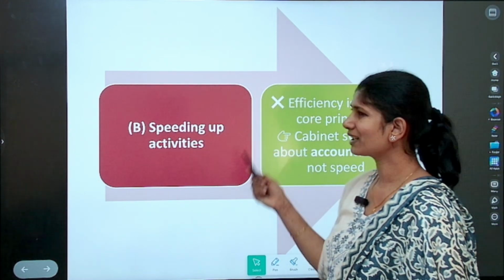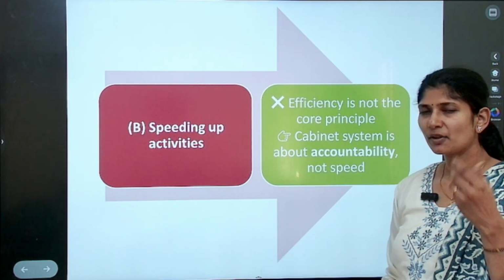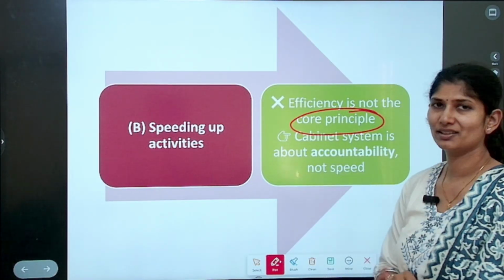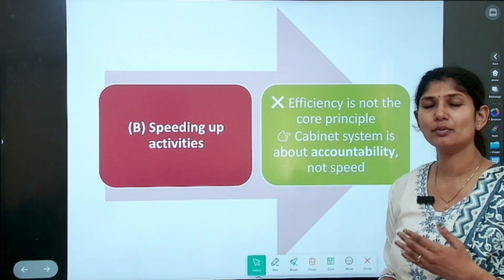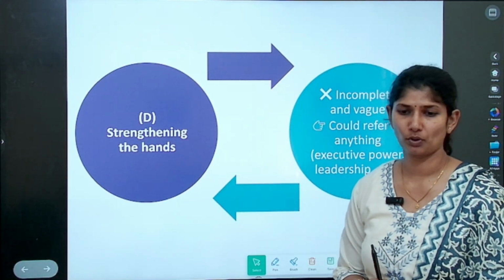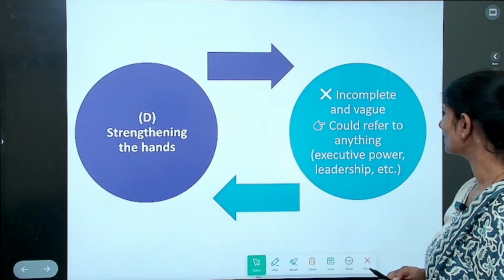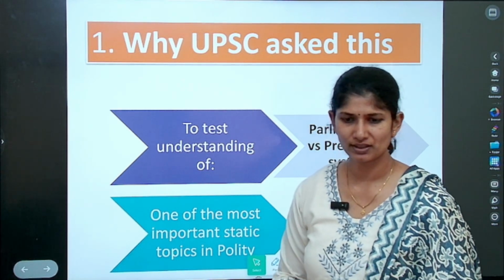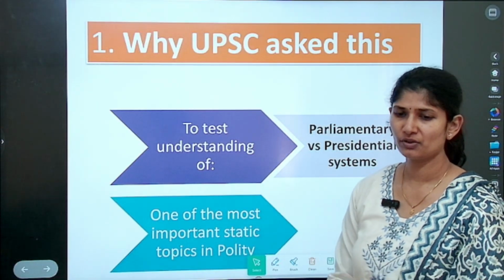Another option was speeding up activities. Again, speeding up activities is about efficiency, and is not the core principle of the cabinet system. It is largely about how the people are able to hold the executives or people in power accountable or responsible. Then the last option, strengthening the hands. Again, this has to do with your executive having delegation of functions, but nothing to do with your underlying parliamentary feature.